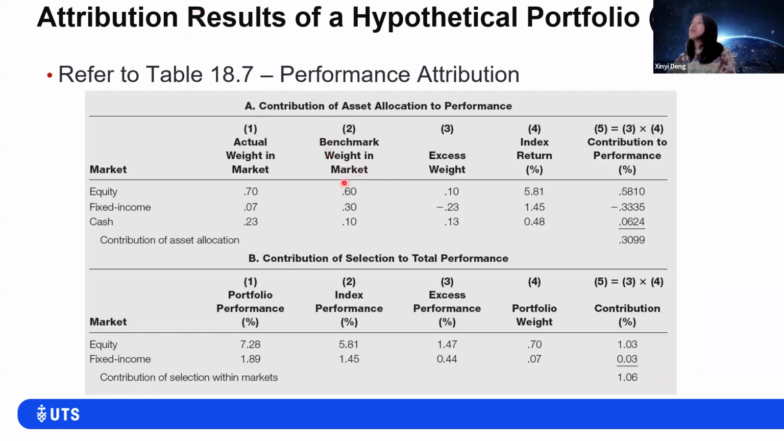Now let's do the performance attribution. This example is also in the textbook. You can refer to table 18.7 in your textbook. So here, we attribute this difference in the performance to the asset allocation decisions and the security selection decisions. So what is the contribution of the asset allocation decisions?